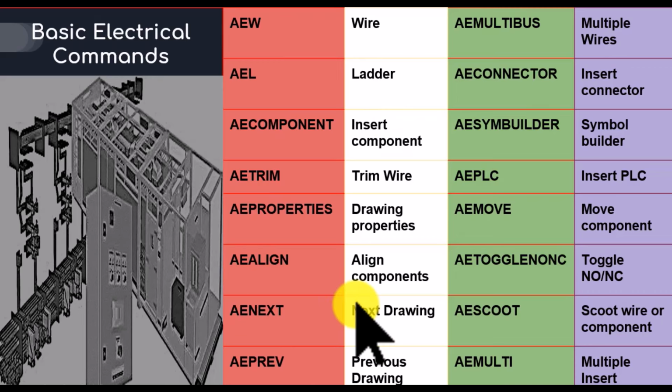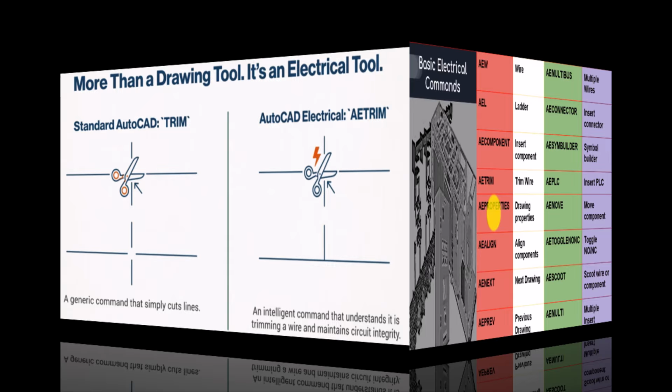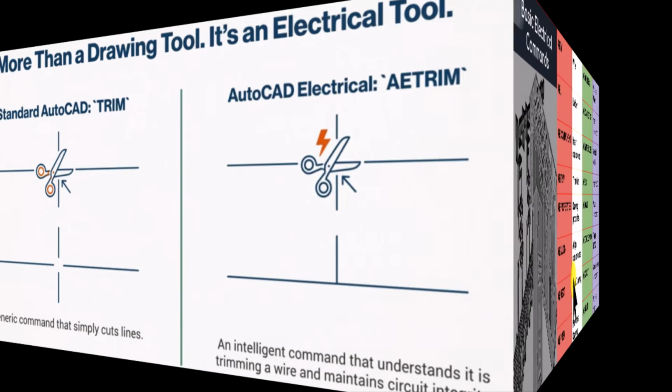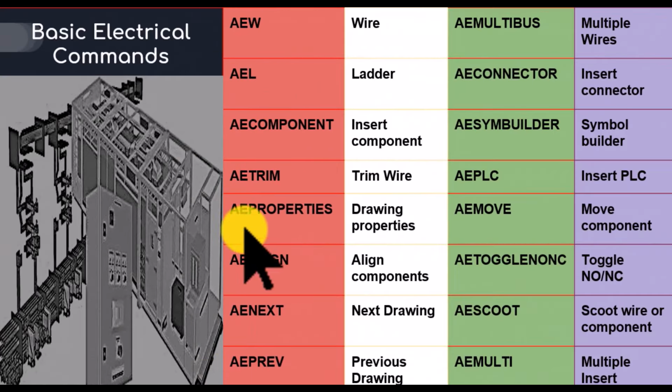Okay, so give me an example. What's the difference if I use the regular trim command on a wire versus the AE trim command? Perfect example. If you use the standard AutoCAD trim, you just cut a line. Poof, its intelligence is gone. So it's just a dumb line now. It's a dumb line. The program no longer sees it as a continuous wire. You lose the tag, the connection data, the numbering sequence gets all messed up. Which means your BOM is now wrong. Correct. But if you use AE trim, the software knows you're cutting an intelligent object.